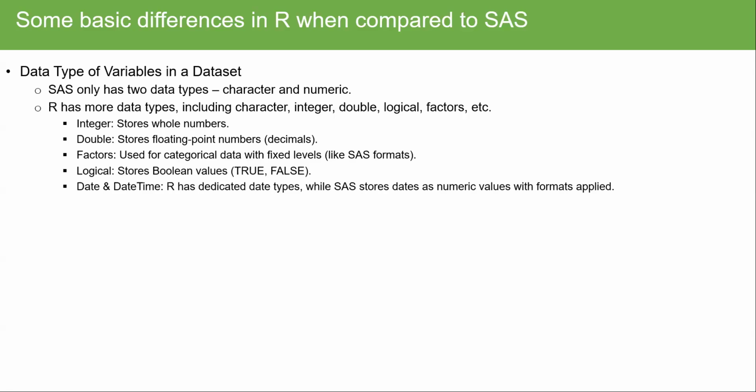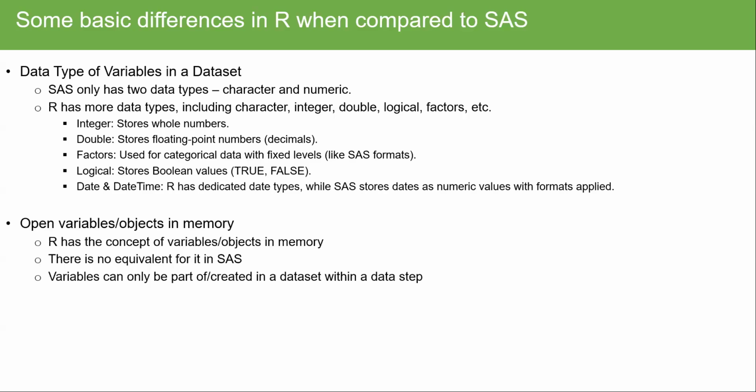Then we have a data type of logical, which is used to store the values of true or false, and we do not have a direct equivalent of it in SAS. And then we have date and date time data types in R, but in SAS we know that date and date time values are stored as numeric values, in terms of number of days from 1st Jan 1960 and number of seconds from 12 a.m. of each day for time values.